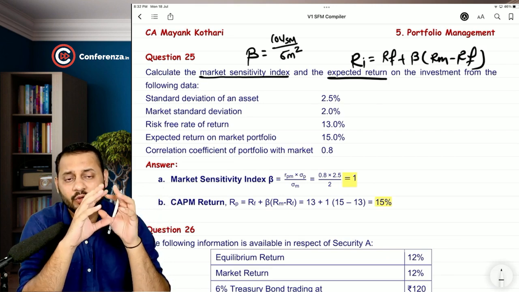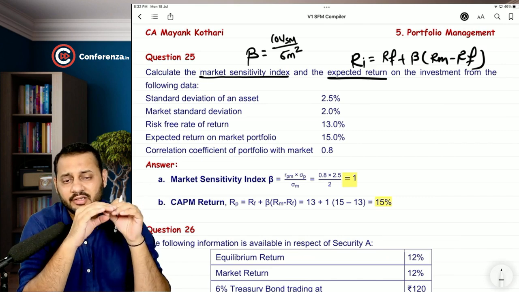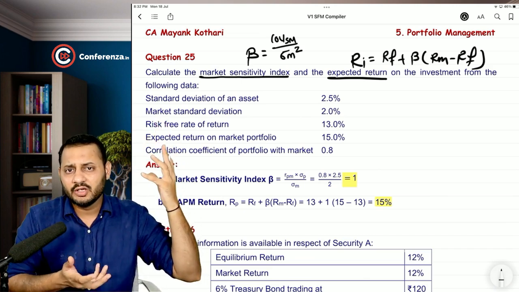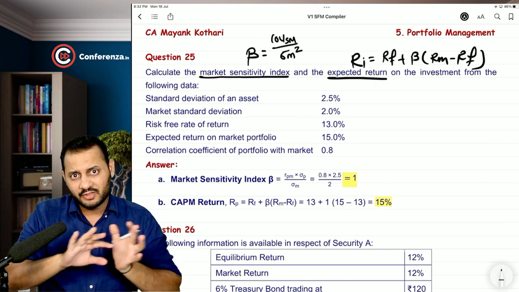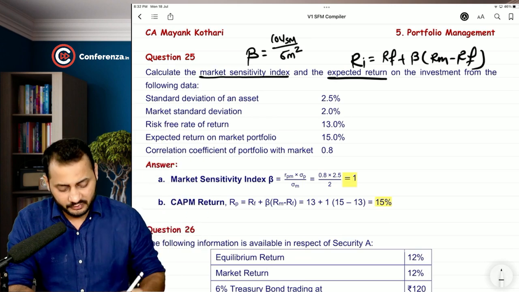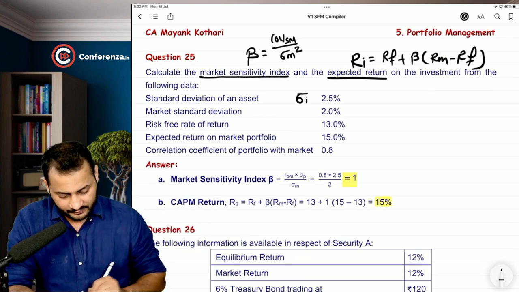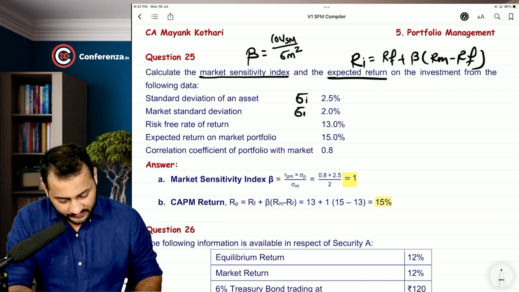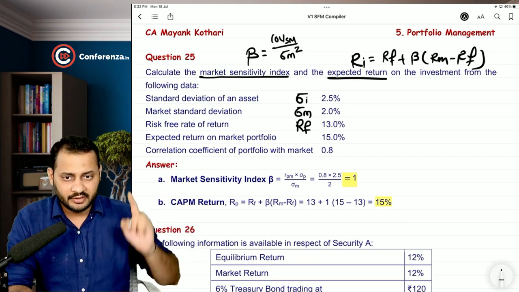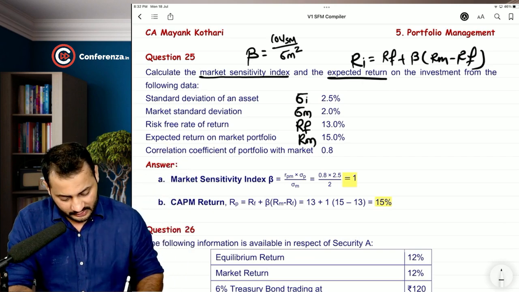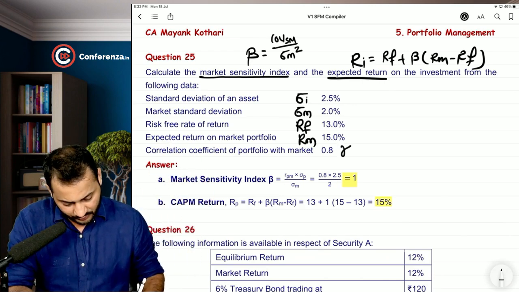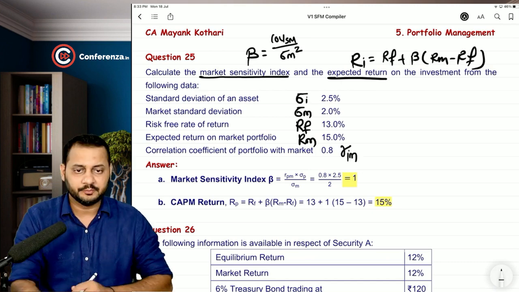So every time you have been asked to calculate something, please read the question entirely and then find out how you can use this data. What was the formula to use this data? When you go backwards, then you start recollecting all the concepts. Okay, standard deviation of the asset, standard deviation of I, market standard deviation of M, risk-free rate of return RF, then expected return on the market RM, correlation coefficient of portfolio R, why portfolio? Let's take RIM.